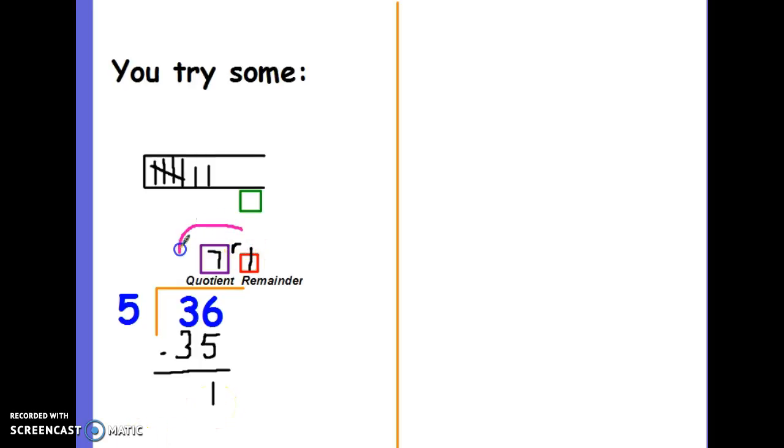The answer is 7 with a remainder of 1. Because when I skip count by 5, I get 7 equal groups with 5 in each, which gives me a total of 35. And when I subtract that 35 from 36, I'm left with 1 left over.